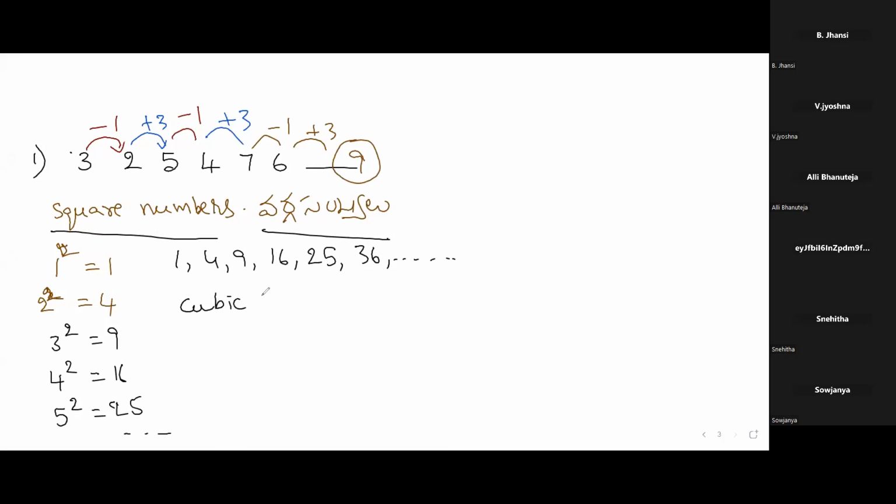Cubic numbers or cube numbers we can say. క్యూబిక్ నెంబర్స్ ఏముంటాయి? మనం ఘన సంఖ్యలు అంటాం. 1 cube is 1, 2 cube is 8, 3 cube is 27, 4 cube is 4 into 4 into 4, 64, right?